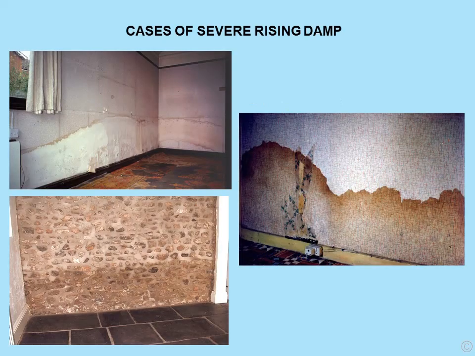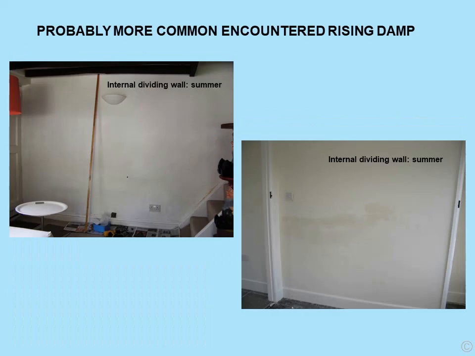Cases of severe rising damp, and I think these really are severe and exceptional, and there are 3. However, probably more commonly encountered rising damp, and basically this is the stuff I encounter. 2 examples there, you can see these and the damp patches. This is where the damp proof course has not proved effective, basically.